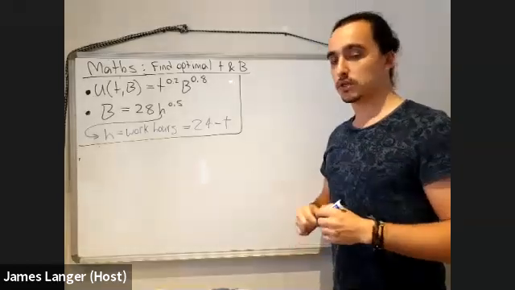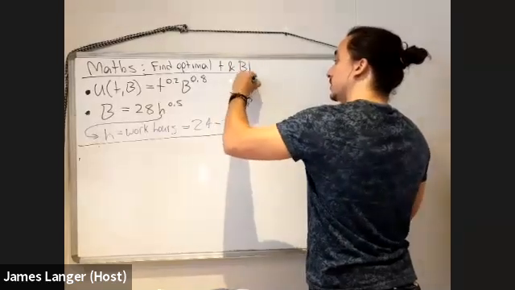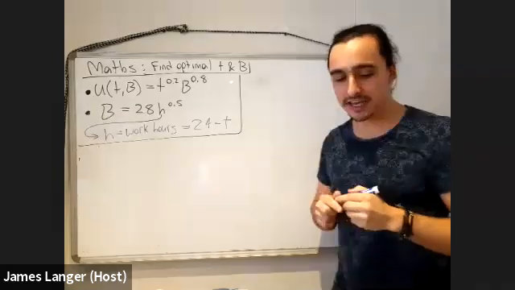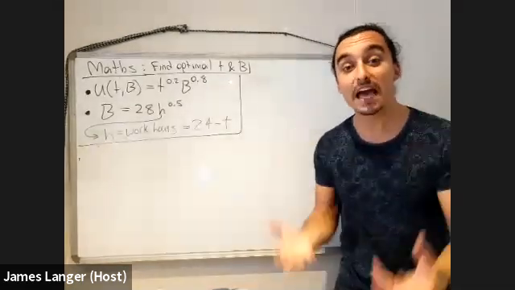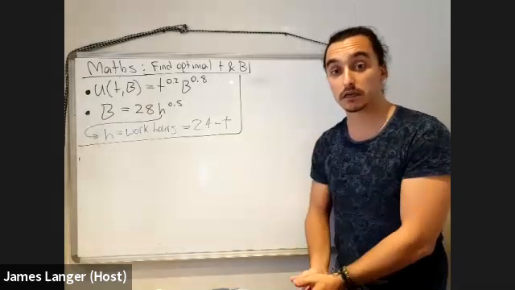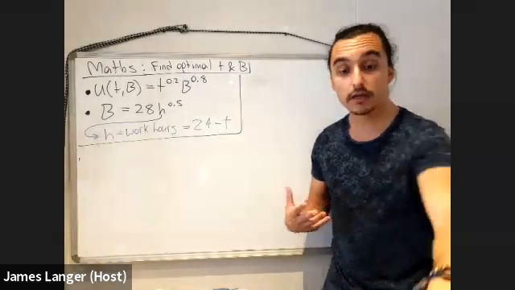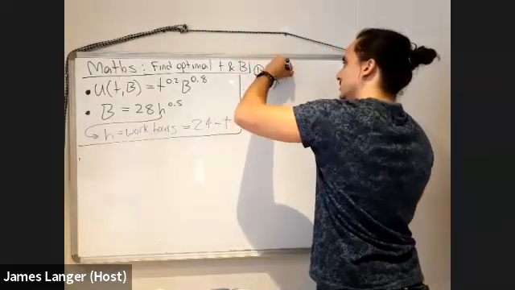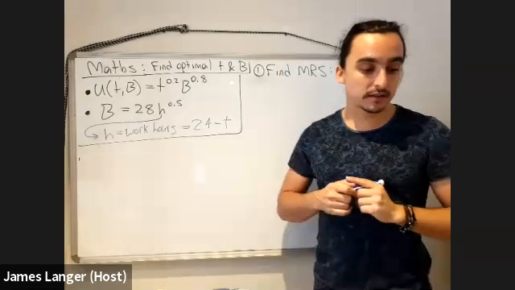So what is the end goal? To find the optimal allocation, we've already said it, we need MRS equal to MRT. We need MRS equal to MRT. So to find MRS equal to MRT, we need to do math. So the first thing we do is find the MRS.